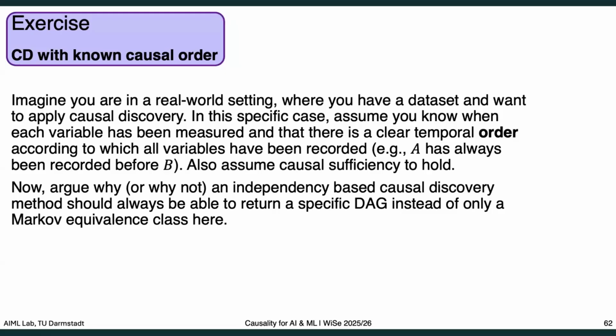Now in this case, also assume that causal sufficiency is true. Argue why or why not independence-based causal discovery methods can or should be able to return a full specific DAG and not only a Markov equivalence class here. If you understood that, then well done. And Moritz will talk about that next week at the start of the lecture.